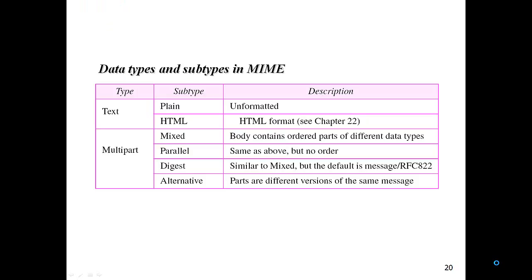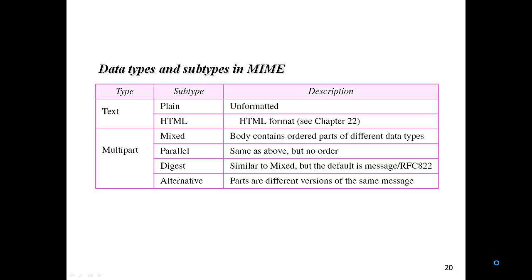So here are the data types and subtypes in MIME. And the most common are going to be plain and HTML. Plain, obviously, is the easiest one because there's no formatting. HTML is still fairly easy because HTML is text. So it doesn't have to be converted or anything.